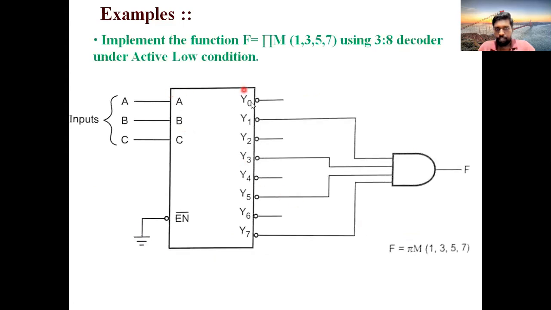You draw the 3 to 8 decoder. 3 inputs will be there and 8 outputs y0 to y7. And what is the condition given? Active low condition. That's why I am adding bubbles. You should add bubbles for each and every output line, because these are all active low outputs. What are the given numbers? 1, 3, 5, 7. So y1, y3, y5, y7 should all be linked with an AND gate as per the condition, and this AND gate will represent capital F. This is the given expression.